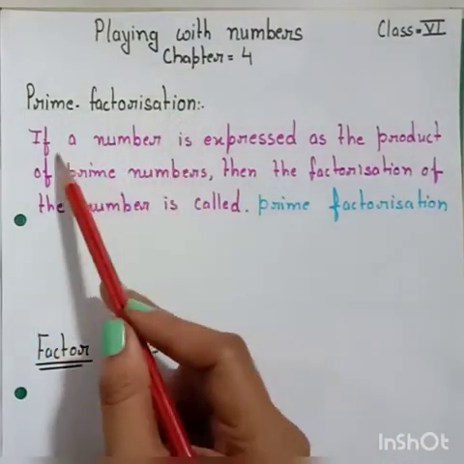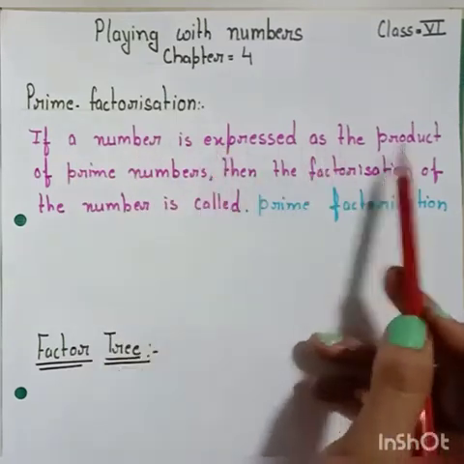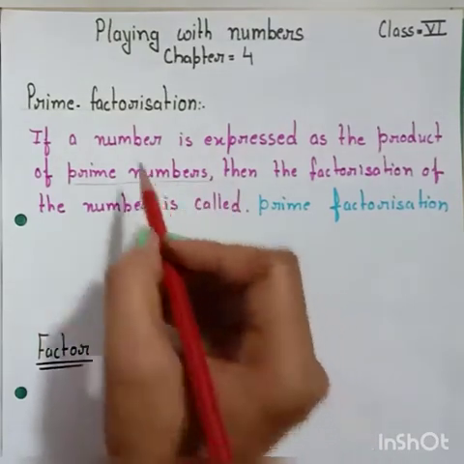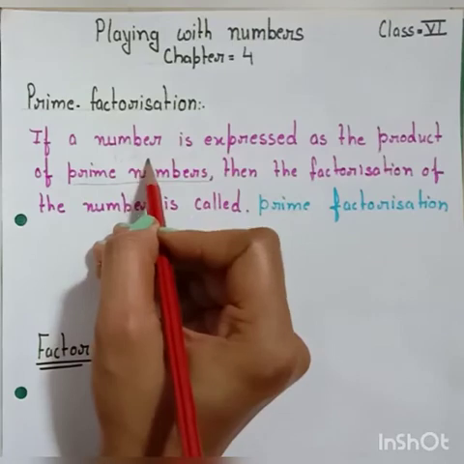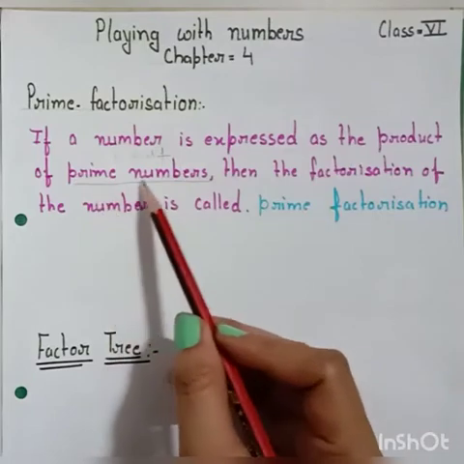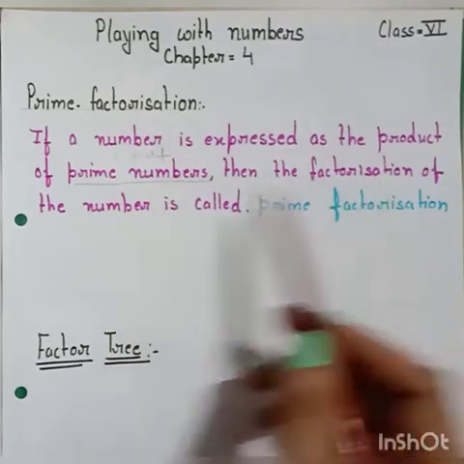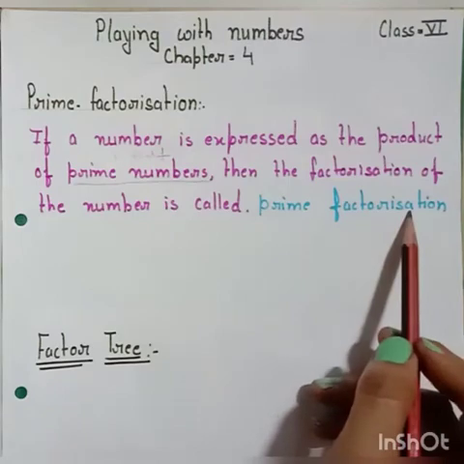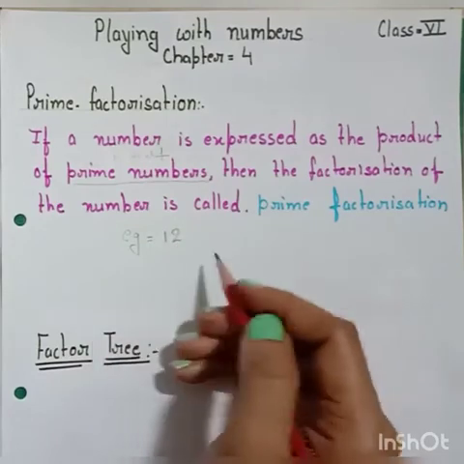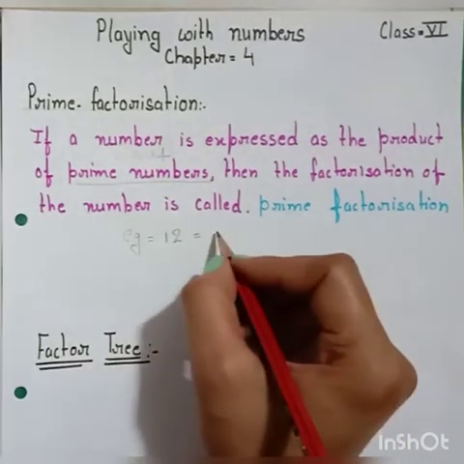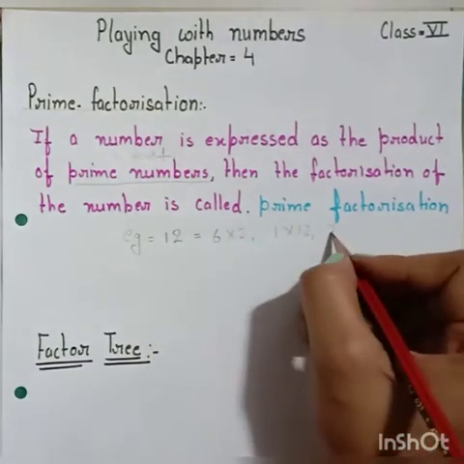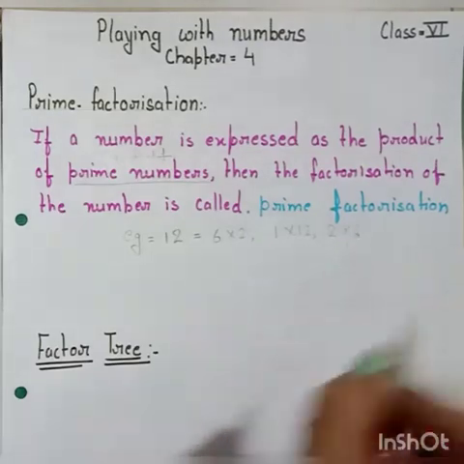Our first topic is prime factorization. What is prime factorization? If a number is expressed as the product of prime numbers. I have told you that prime numbers have only two factors: one is 1 and the other is the number itself. So if a number is expressed as the product of prime numbers, then the factorization of the number is called prime factorization. Now, I will take a number like 12 and ask you to find its factors. You can do it: 6 twos are 12, 1 into 12 and 2 sixes are 12.